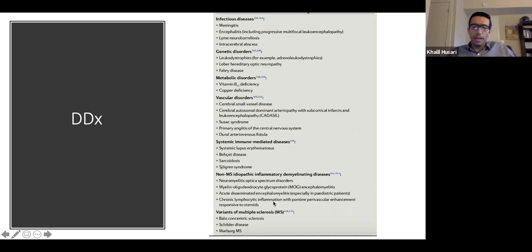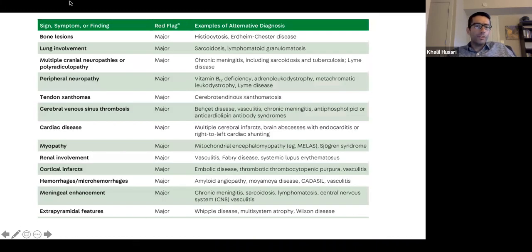CLIPPERS as well can look like it. ADEM, particularly in pediatric patients. We have also lupus, Behçet's, sarcoidosis, Sjogren's as well, very rarely, but it can. Genetics, you look for Fabry's, Leber's hereditary optic neuropathy, particularly in patients with visual symptoms as well. And I just want to show a couple of slides, which give you a little bit of red flags, like when to think, oh, this is not multiple sclerosis, there's something else going on.